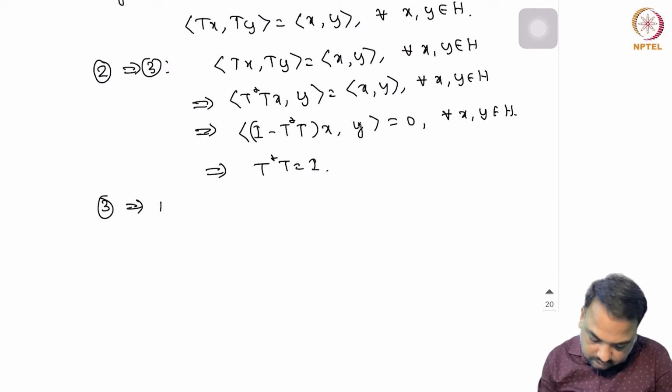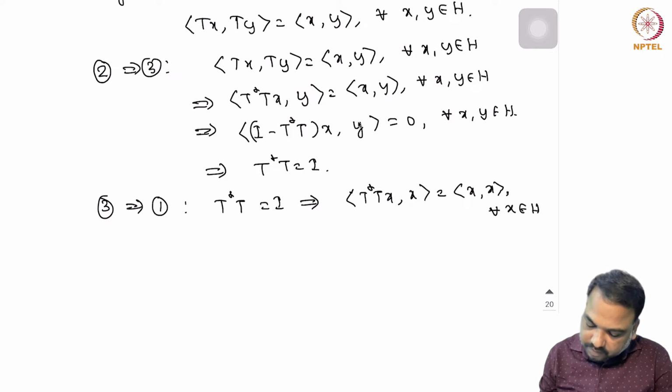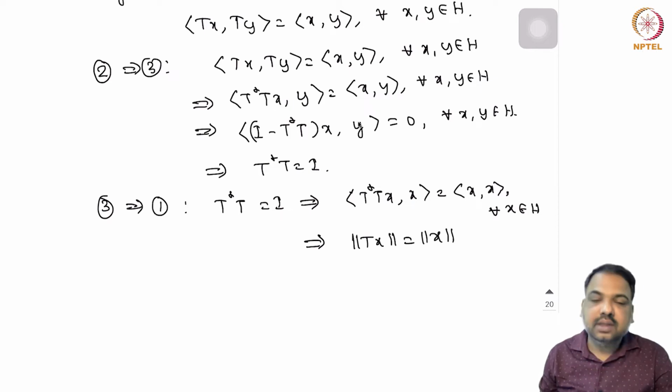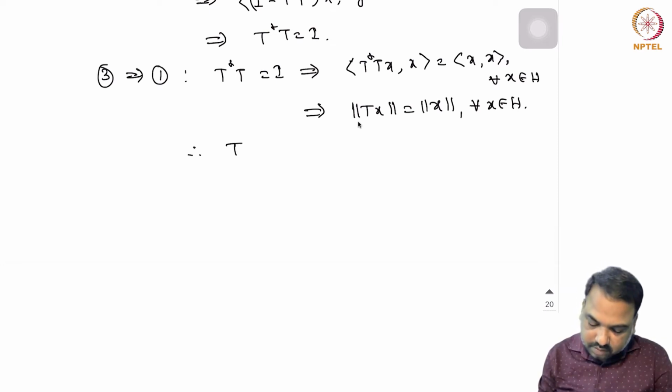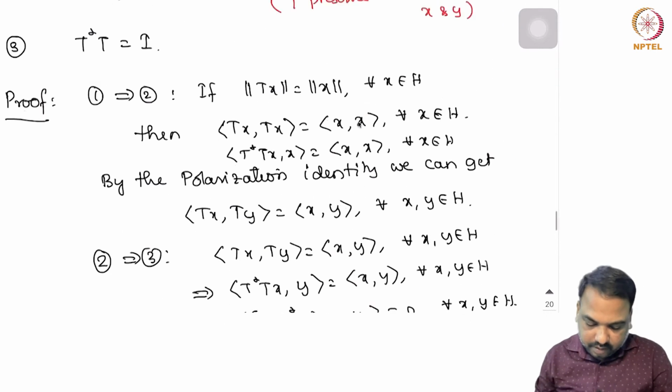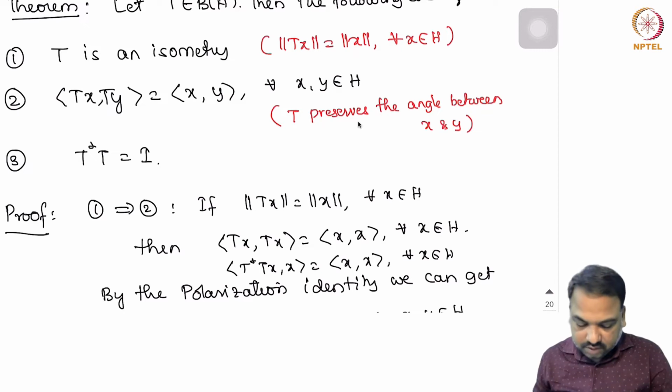Now 3 implies 1. T star T is the identity implies the inner product of T star T x with x is the inner product of x with x for every x in H. This implies that norm Tx squared equals norm x squared. So that again implies that norm Tx equals norm x for every x in H. So from this we can conclude that T is an isometry. Okay, so these are equivalent conditions for a bounded linear operator to be an isometry.